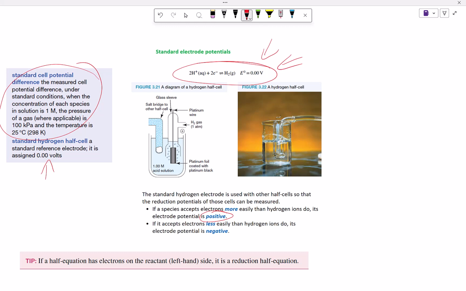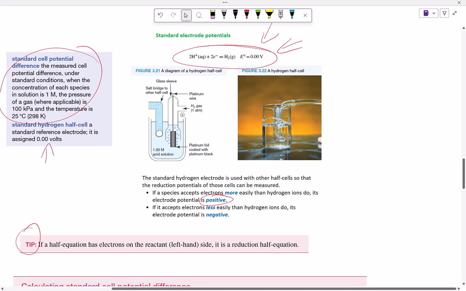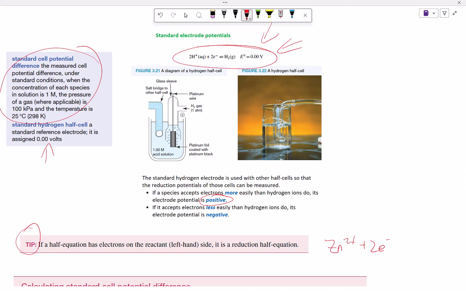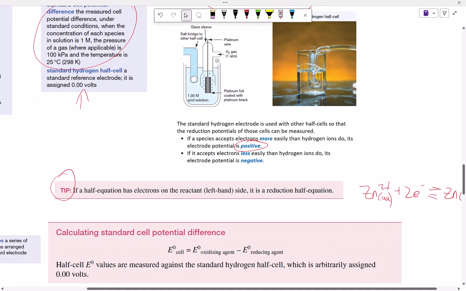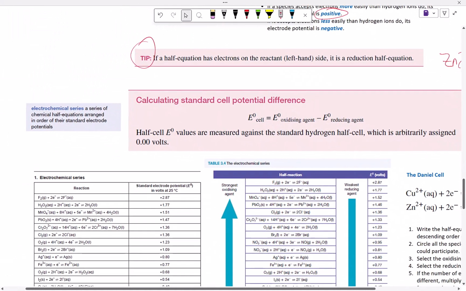And I like these tips. If a half equation has electrons on the reactant side, it's a reduction. So reduction is gain. So if I've got Zn2+ plus 2 electrons gives me Zn, remember that Zn2+ is aqueous and Zn is a solid, then that would be a reduction half equation.